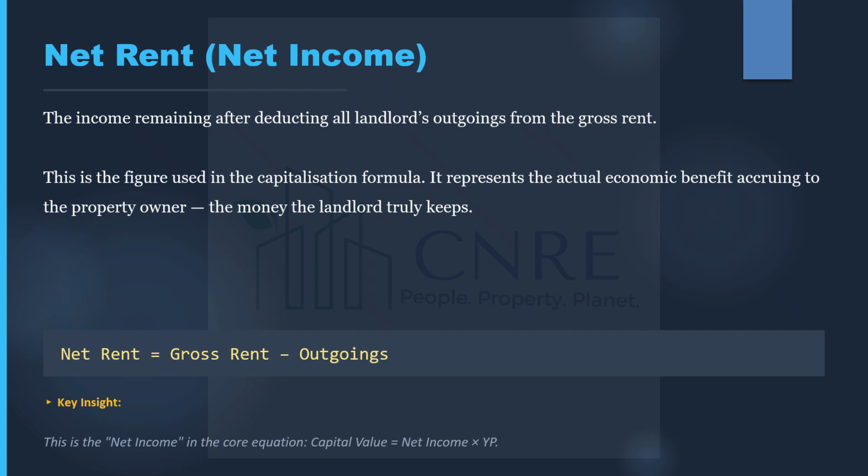The implication of capitalizing the gross rent is that you come up with a fake and inflated value, because what you are saying is that this is the worth of the property. However, it is not the worth because the landlord still has to spend out of that money for the upkeep of the property. So it's very important to make sure that what you're capitalizing is the net rent and not the gross rent.